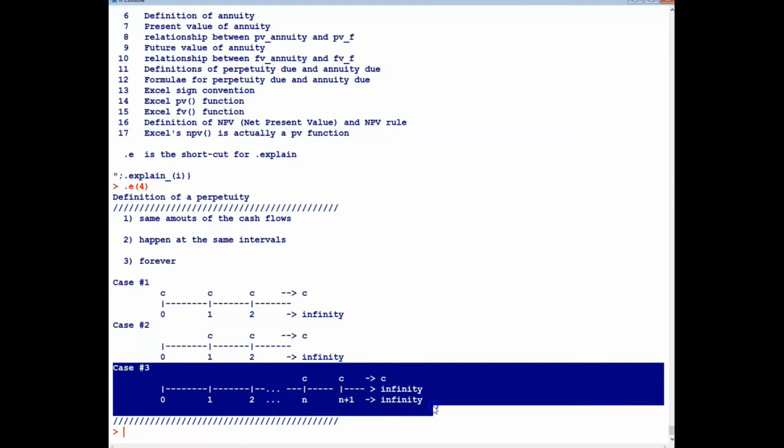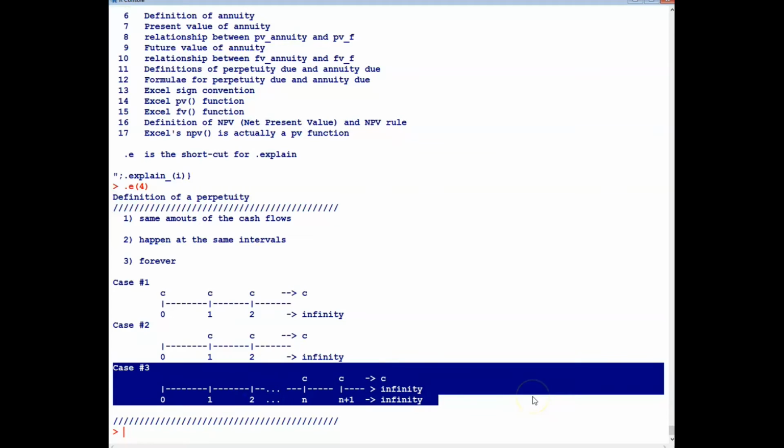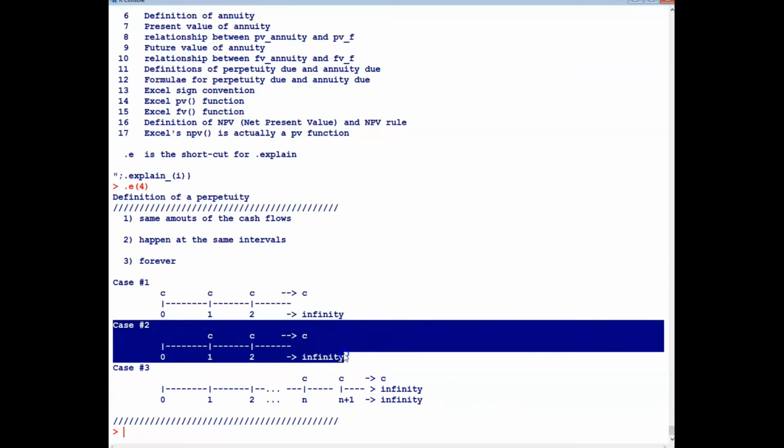So let's look at case number 3. In case number 3, the first cash flow happens at the end of nth period. Case number 1, number 2, and number 3 are all perpetuity. However, we are going to focus on case number 2, where the first cash flow happens at the end of first period.